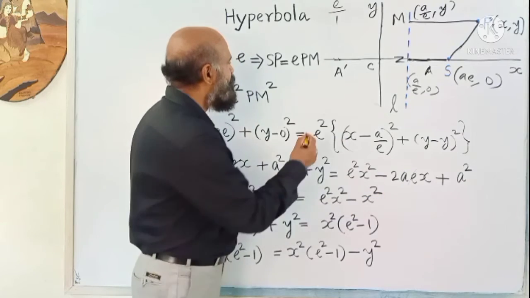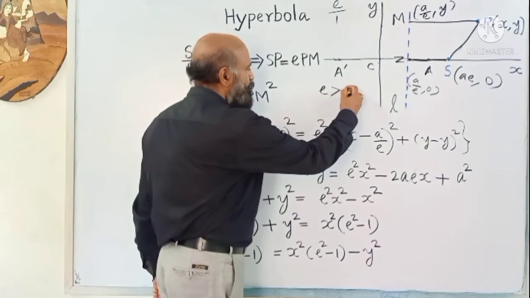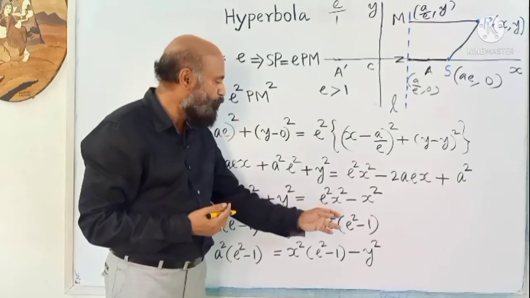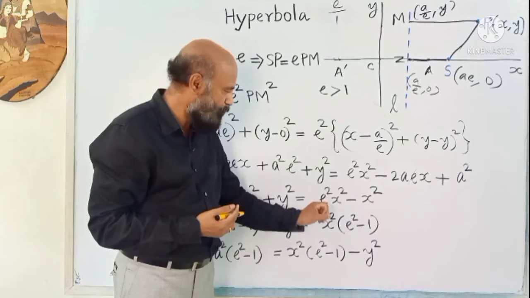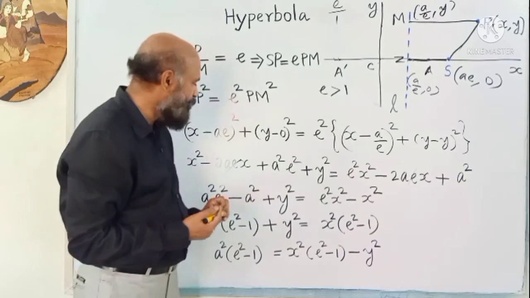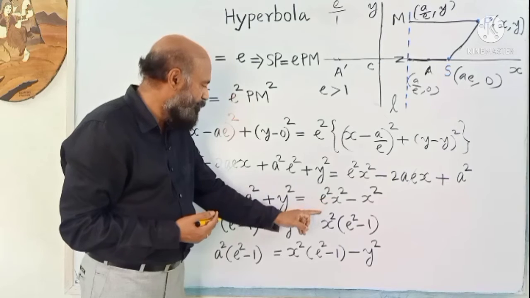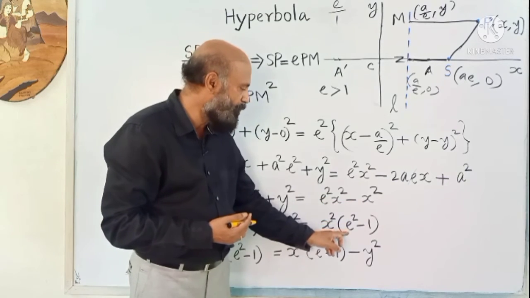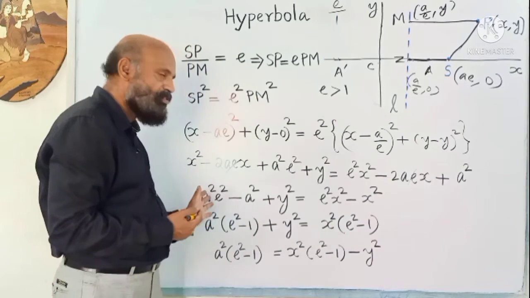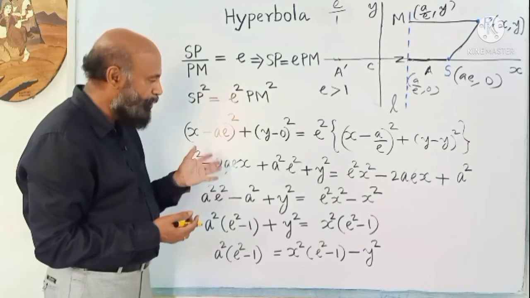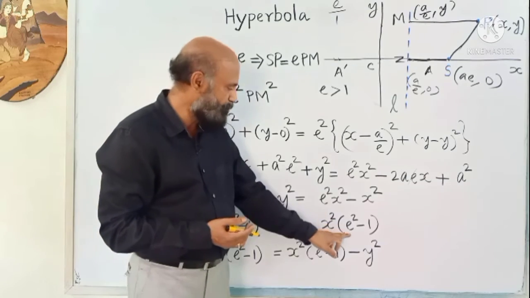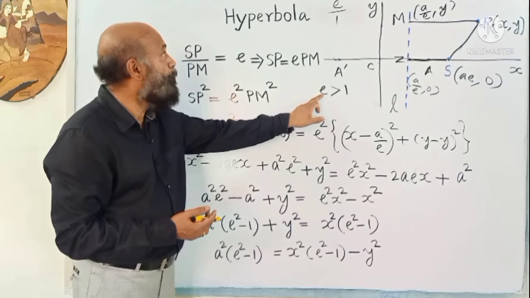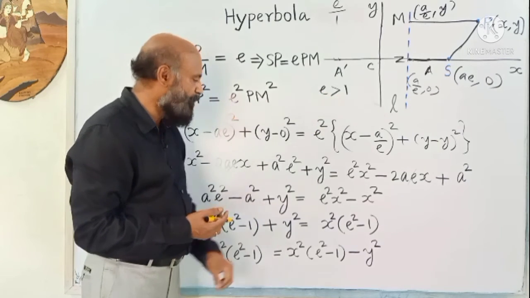Now take A square E square to this side, and take y square and x square to that side. In this case the eccentricity is greater than 1. If you take this side, you will get 1 minus E square, so that's why we are taking it to the other side. Then with x square outside, you get E square minus 1. If you take this side, it will be 1 minus E square, which is negative, so you take it to the other side. In the case of a hyperbola, eccentricity is greater than 1.